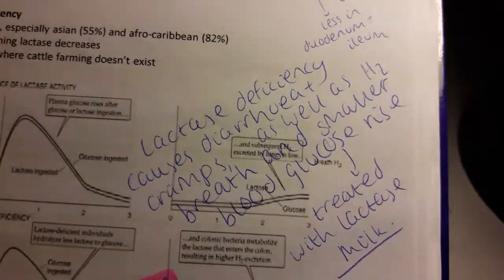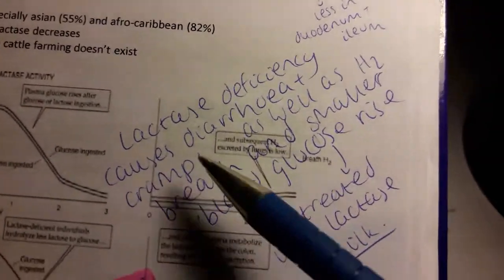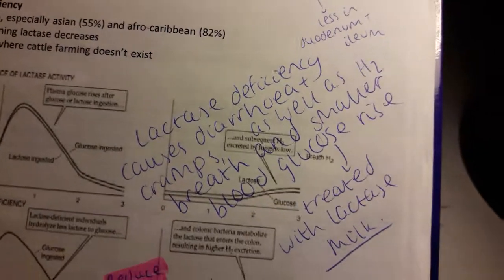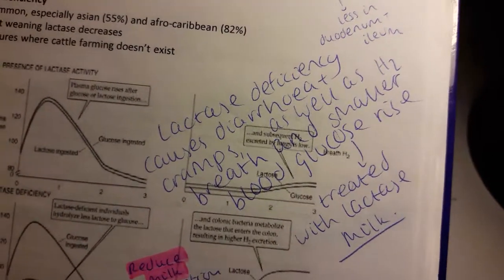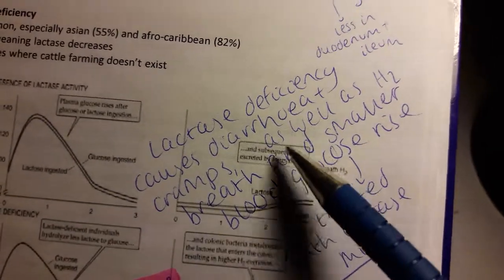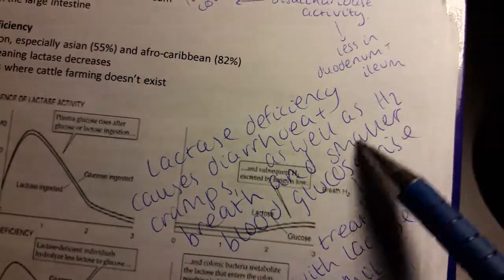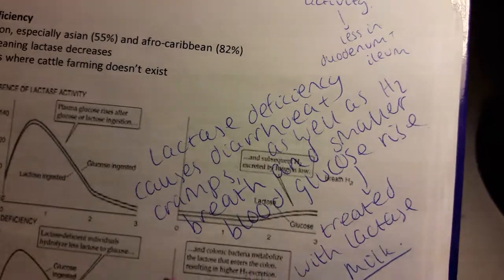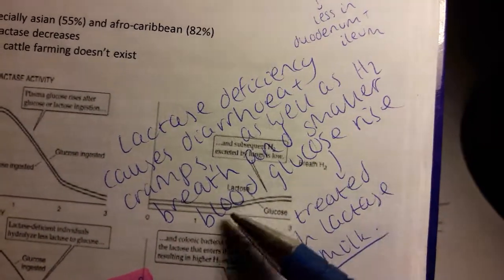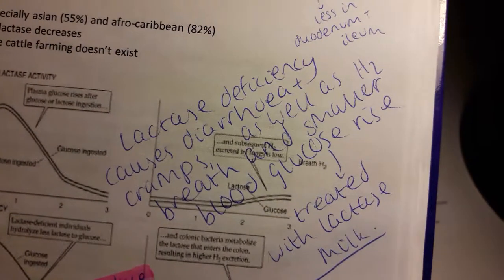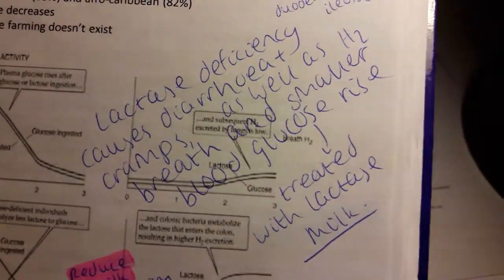Lactase is one of those brush border disaccharidases, and if you have lactase deficiency, you won't be able to break down the lactose into glucose and galactose, so you'll have diarrhea, cramps, hydrogen in your breath because of the colonic bacteria metabolizing the lactose, and a smaller rise in blood glucose because you're not breaking the lactose down to glucose and galactose.